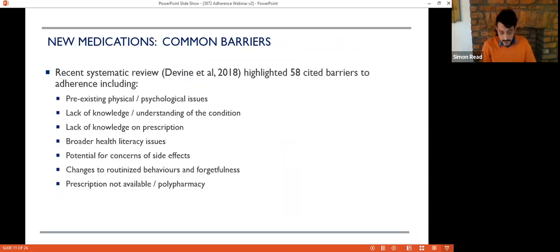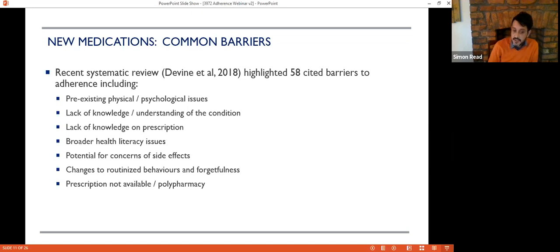Okay, so outlining the barriers to adherence in more depth. A recent systematic review on the topic highlighted 58 separate barriers referenced in relation to chronic conditions. That's from Devine et al. Of those, the study highlighted some of the most commonly cited as being those listed here, which have been recurrent features in most adherence research for the last 20 years or so. These are all as relevant at the initiation of a new prescription, perhaps even more so than they are later on.